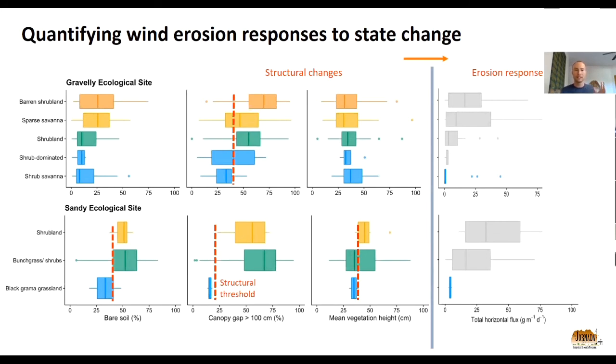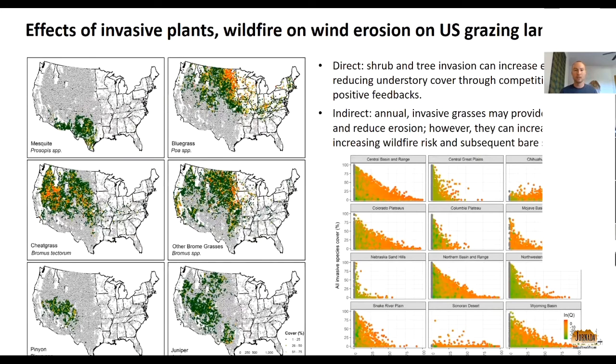So taking this up to the really broad scale, we have a project with the Utah Rangeland Soil Erosion Working Group now looking at how we can apply both Aero and REM to understand more about effects of invasive plants and wildfire on wind erosion right across US grazing lands. So the maps on the left here just show percent cover of some key invasive species or groups of invasive species. And the panel of graphs on the right here shows some potential wind erosion responses to changing cover of invasive species and bare soil across the monitoring plots.